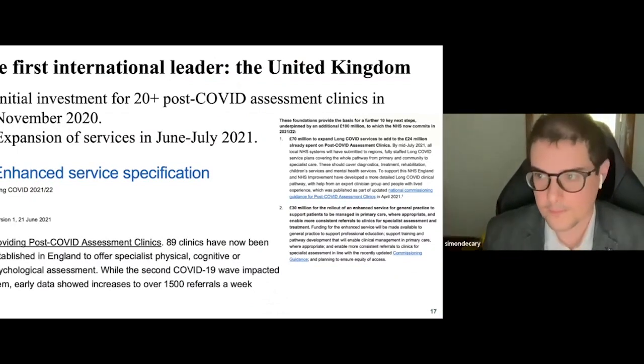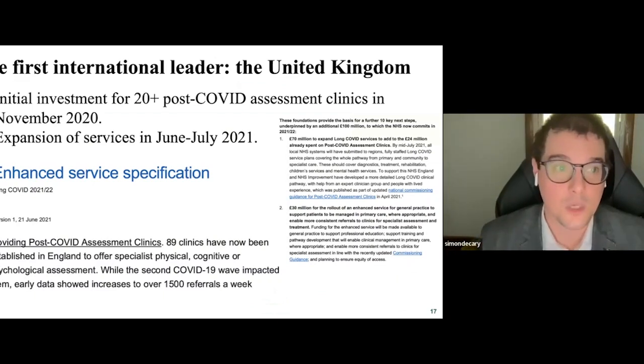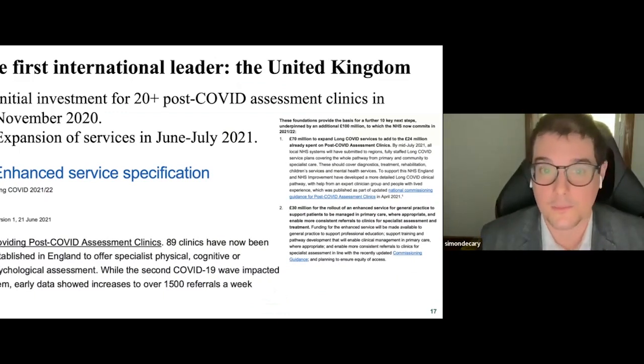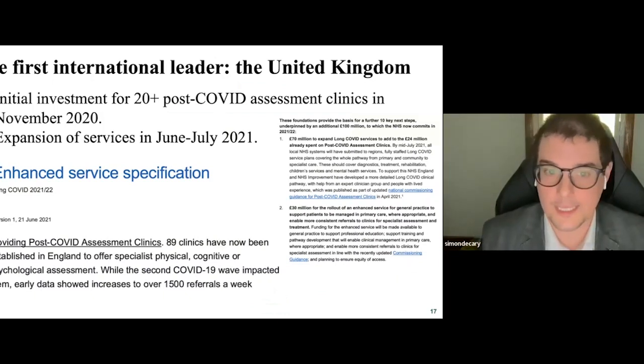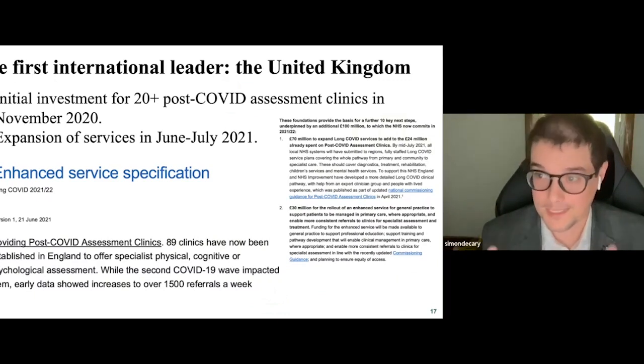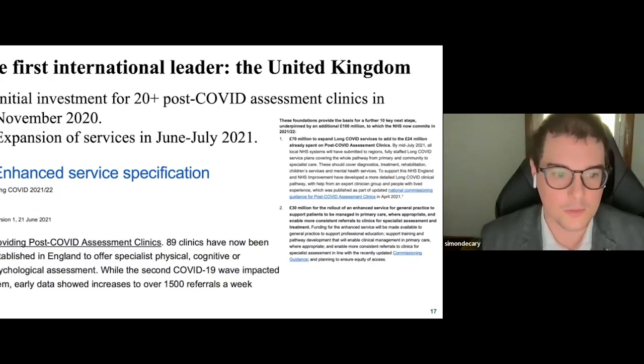We know from this work that the first international leader was actually the United Kingdom, who in November 2020 made the first national investment in more than 20 post-COVID assessment clinics. They followed that up with an expansion of services in June and July 2021. They were the first to implement this at the national level, and it cost more than £100 million. That's the cost of a first national response to long COVID.